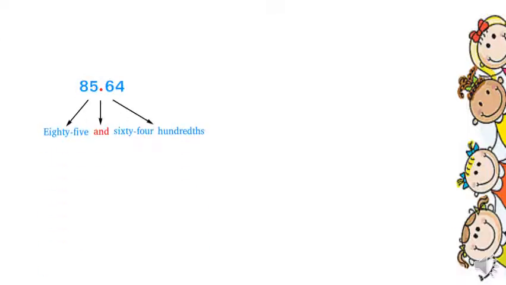Let's practice. Read this number. It's 85, the whole number, and the decimal point, and the decimal part. How to read it? Read it as it is, 64, and say the place value of the last digit to the right, which is hundredth. So let's read it again. It's 85 and 64 hundredths.